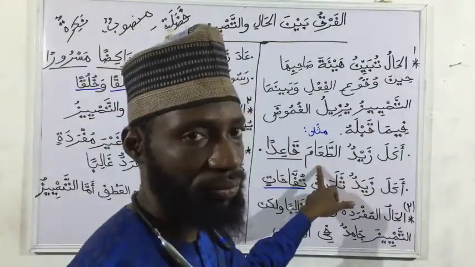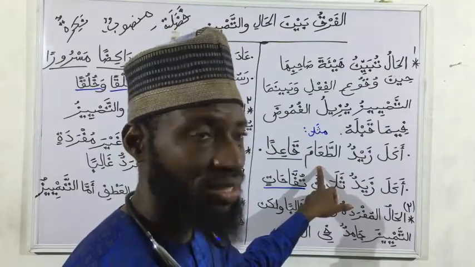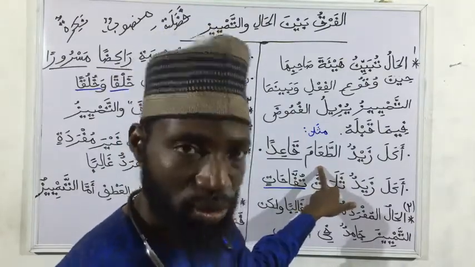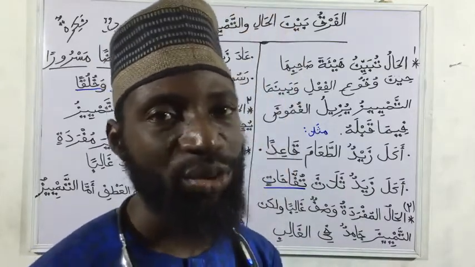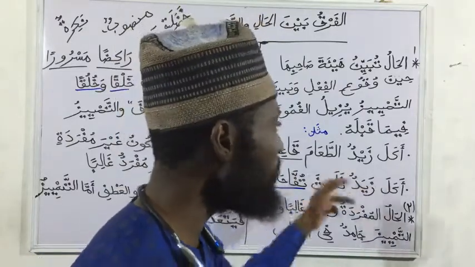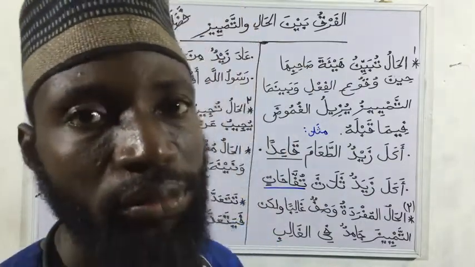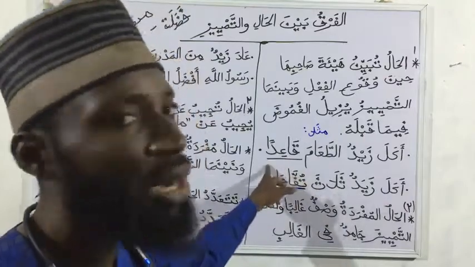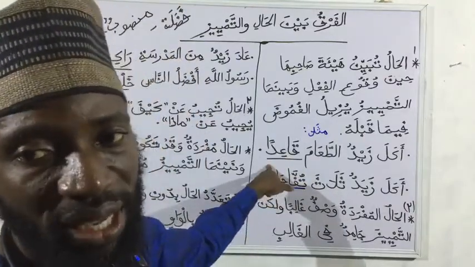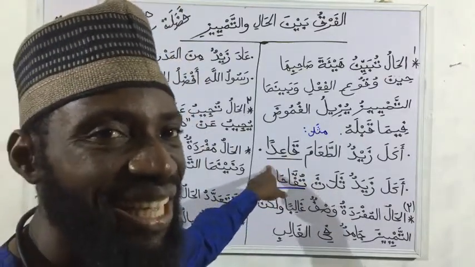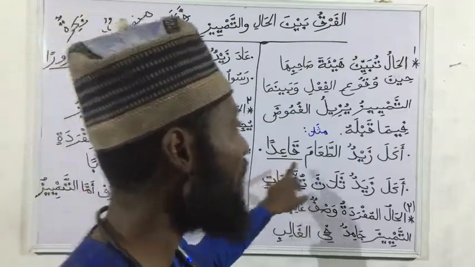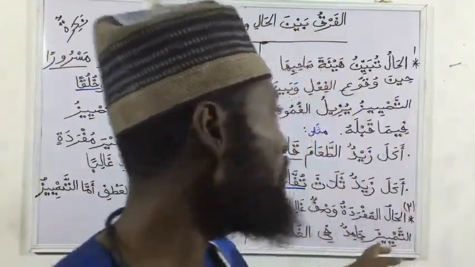Akala zaidun ta'ama. So I can ask: kaifa akala zaidun at-ta'ama? How did this Zaid eat his food? The answer is what? Qa'idan. So it comes to answer the question of what? Kaifa. If I just say akala zaidun ta'am, somebody can ask: kaifa akala zaidun ta'am? Do you get? So that's when this qa'idan will come to answer it. So qa'idan tells us the hal, the kayfiyatu akli zaidin. Do you get now?